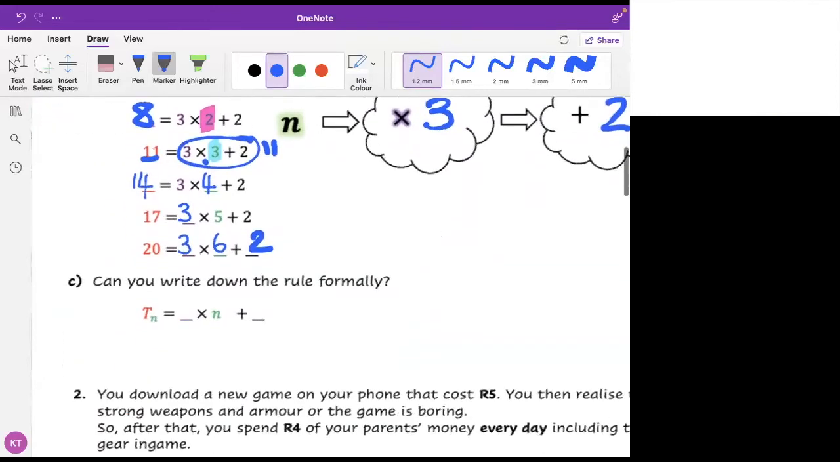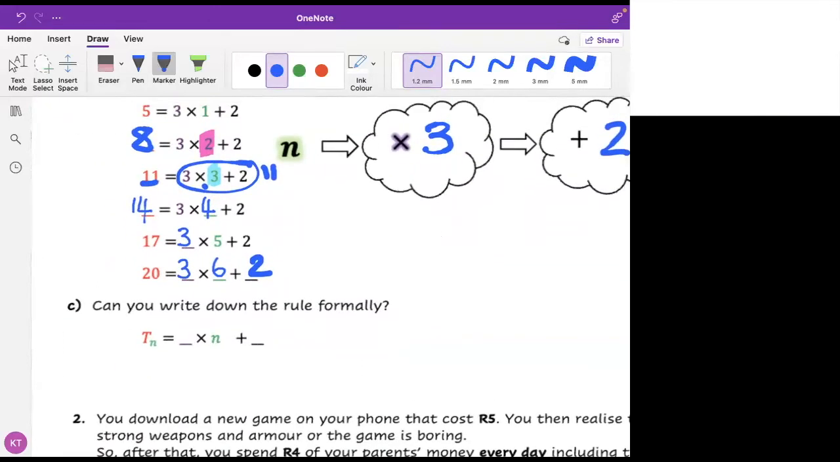Can you write down the rule formally? Well, we've been doing it. We did it again and again and again. Tn is equal to 3. Sorry, what times by n? It was 3. The difference times by n plus what was the number we worked out? It was the number 2.